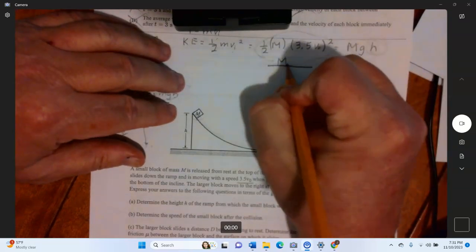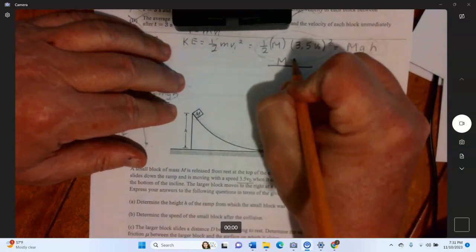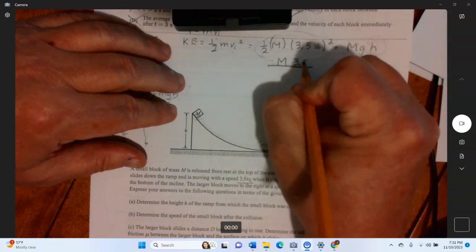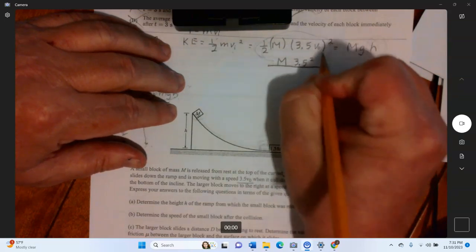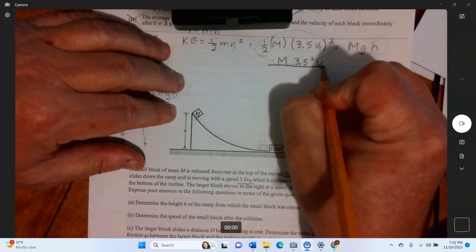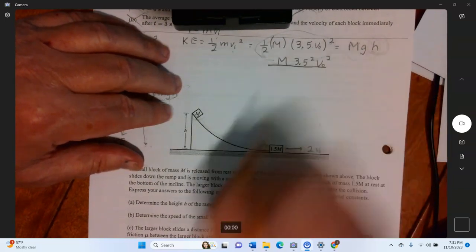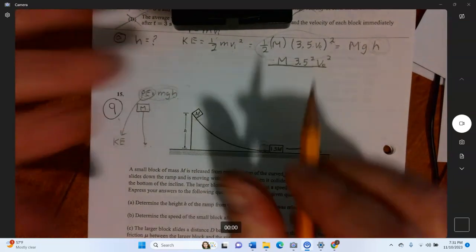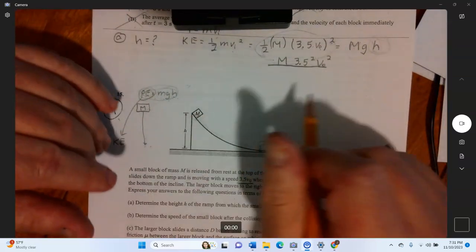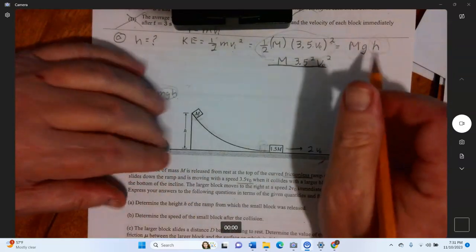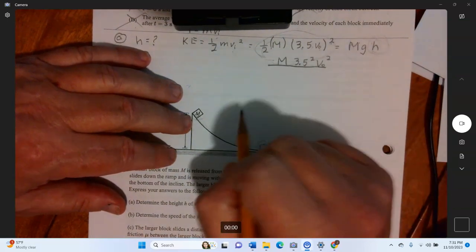M. Then they square the 3.5 and they square the VO squared. That's just the way they presented it. It wouldn't be wrong if you actually did 3.5 times 3.5. They didn't do it that way, so I'm just going to do it the way they did it. There's nothing wrong with doing it the other way. Just going ahead and doing all the numbers.